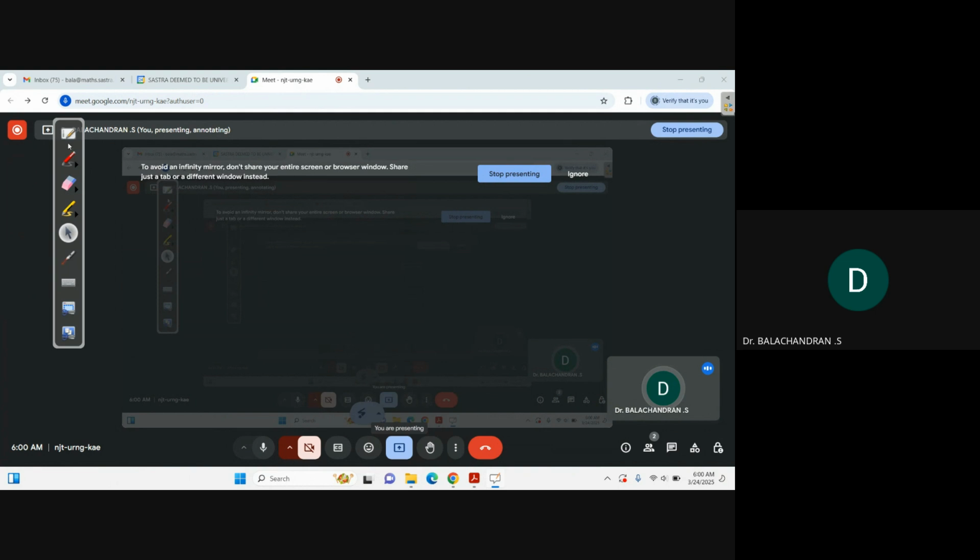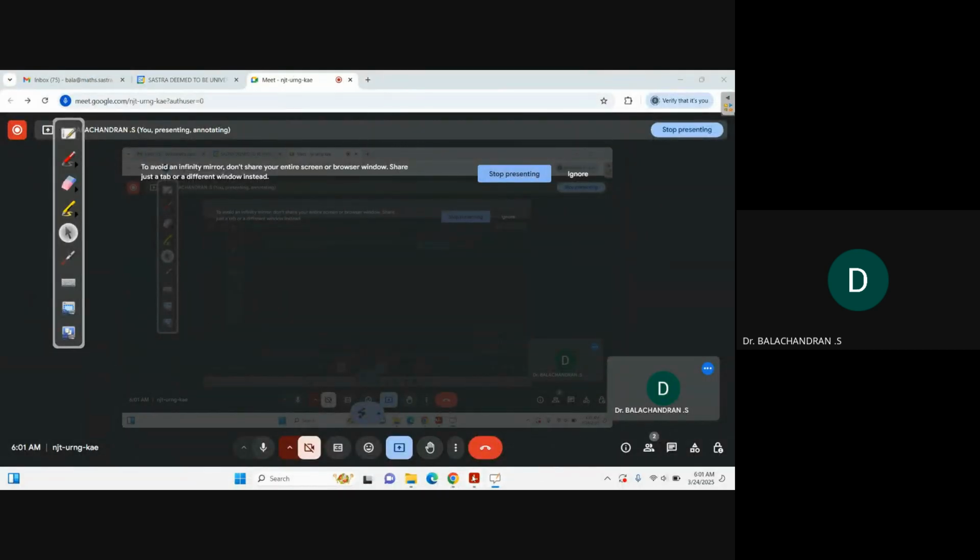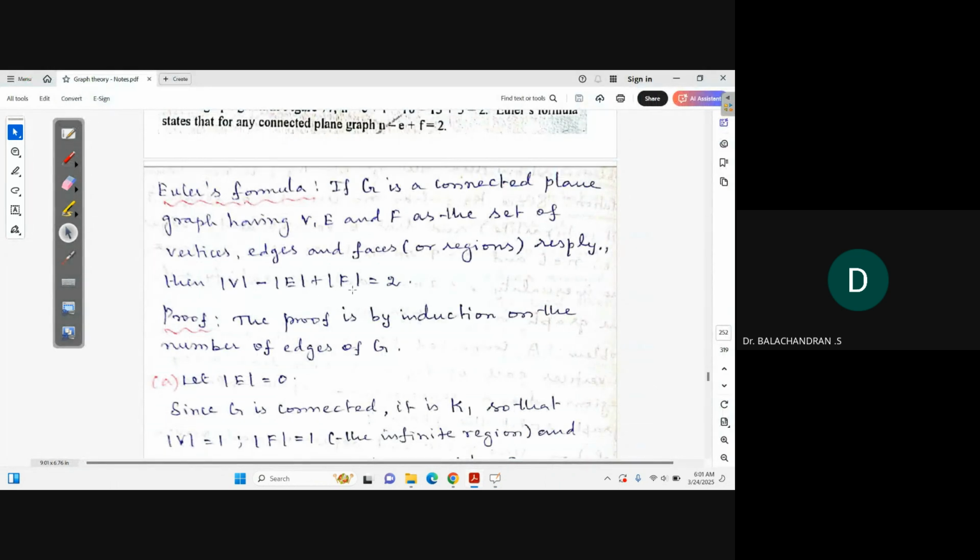So what is Euler formula? N minus E plus F equal to 2. So we need this formula, N minus E plus F equal to 2. This is Euler formula. Okay, next one.